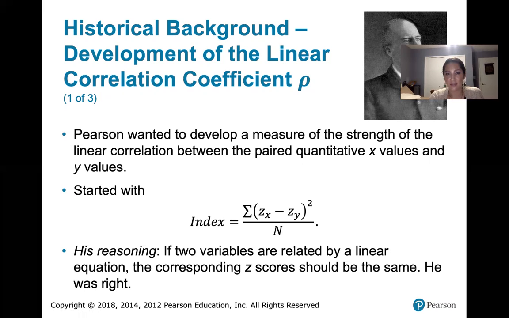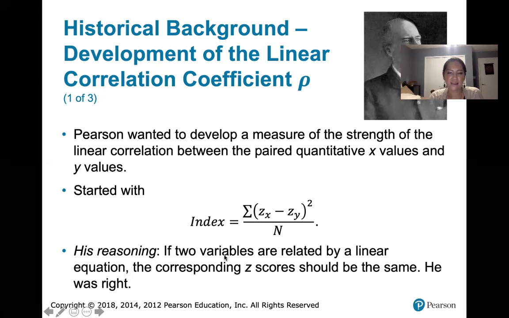So let's say you did all of that and you got a z sub x equals 2.0 for that particular x value. If that x value is paired with a y value, and x and y are related by a linear equation with a positive slope, if that x value is 2.0 standard deviations above its mean, we would expect the corresponding y value to also be 2.0 standard deviations above its mean. So in that way, these 2 values would be the same.